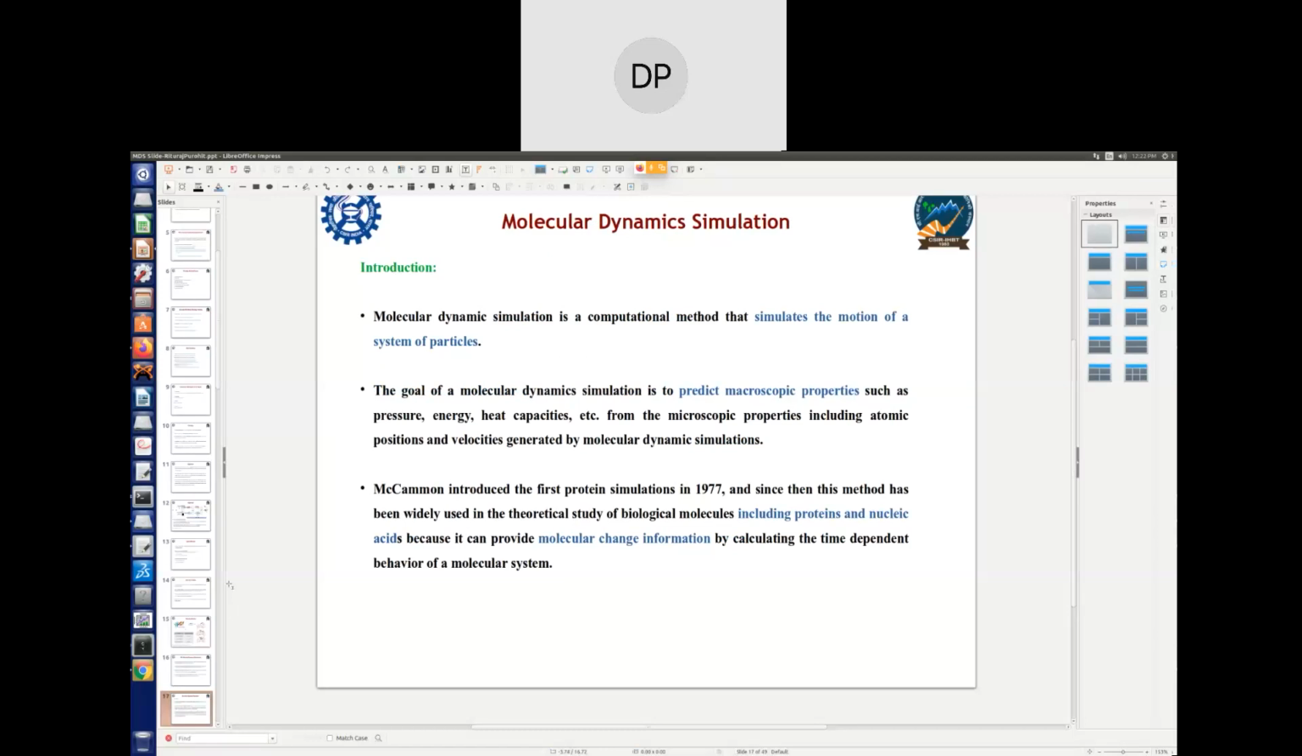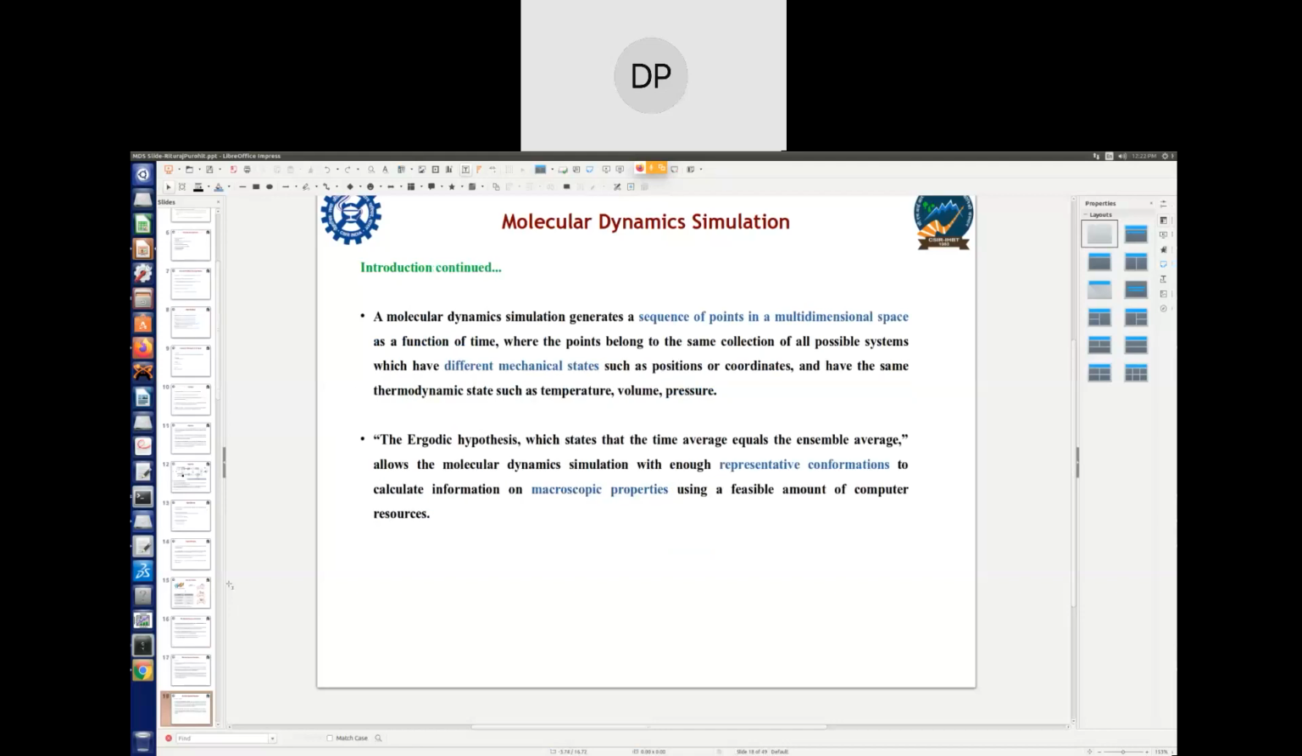It is a computational method that simulates the motion of systems or particles. The goal of molecular dynamics simulation is to predict macroscopic properties such as pressure, energy, heat capacity, etc., from microscopic properties, including atom positions and velocities generated by molecular dynamics simulation. McCammon introduced the first protein simulation in 1977, and since then this method has been widely used in the theoretical study of biological molecules, including proteins and nucleic acids.